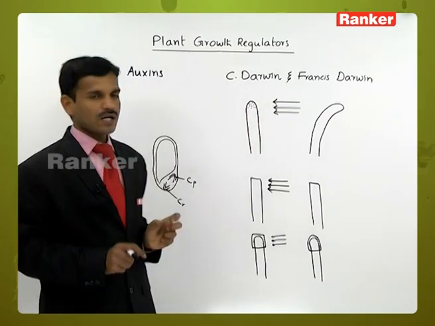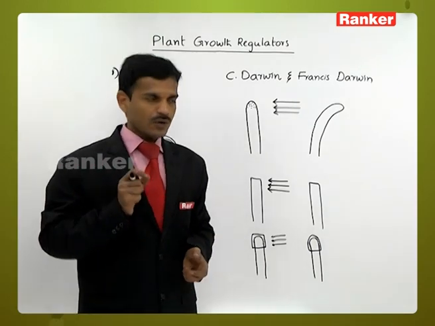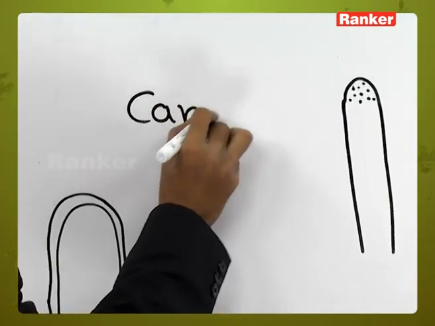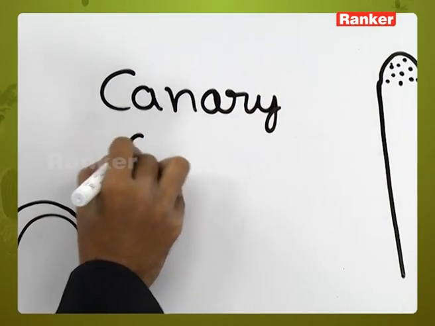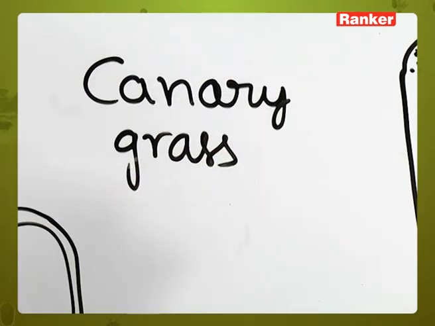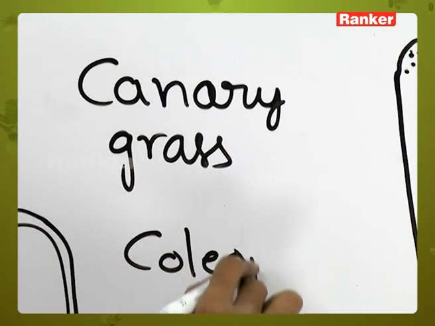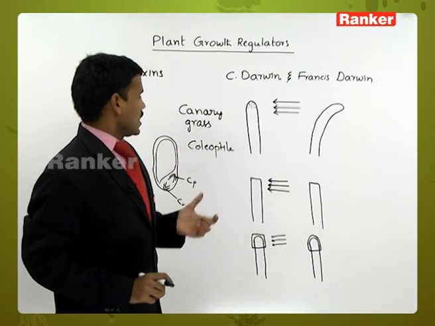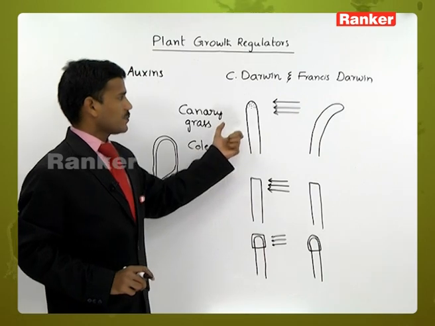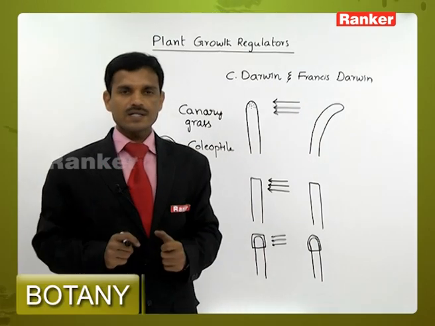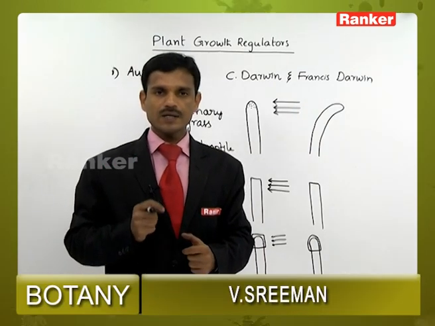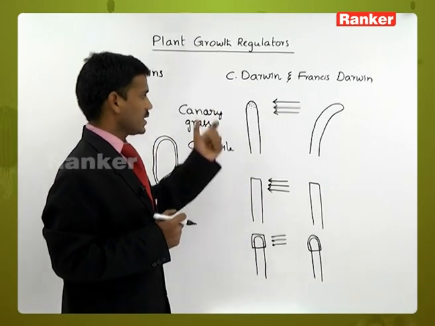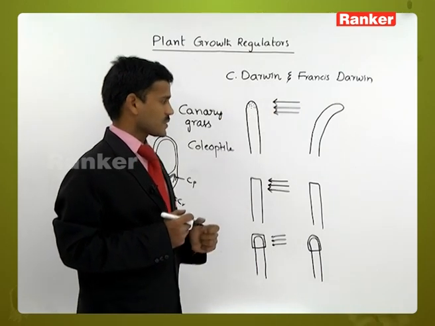So these scientists concluded that, in the canary grass coleoptile tip, in the presence of light something is produced in the tip, and that chemical or component is responsible for the bending, that is, responsible for the phototropic movement.